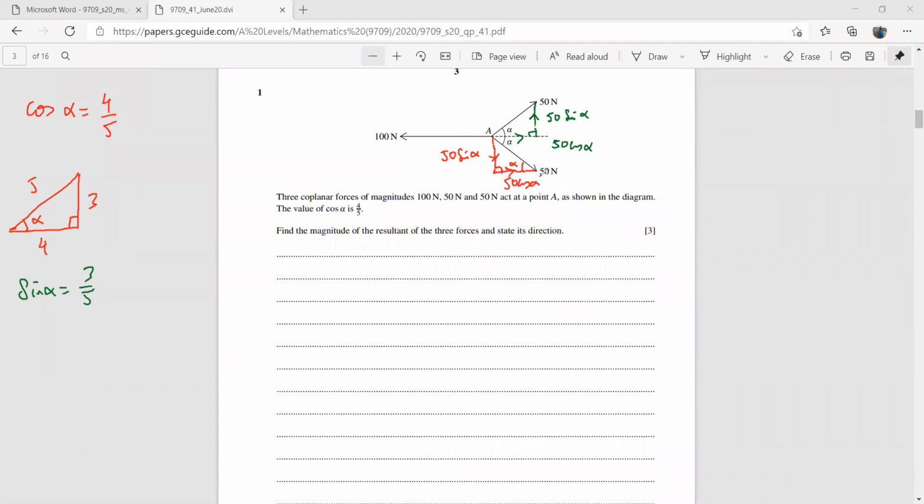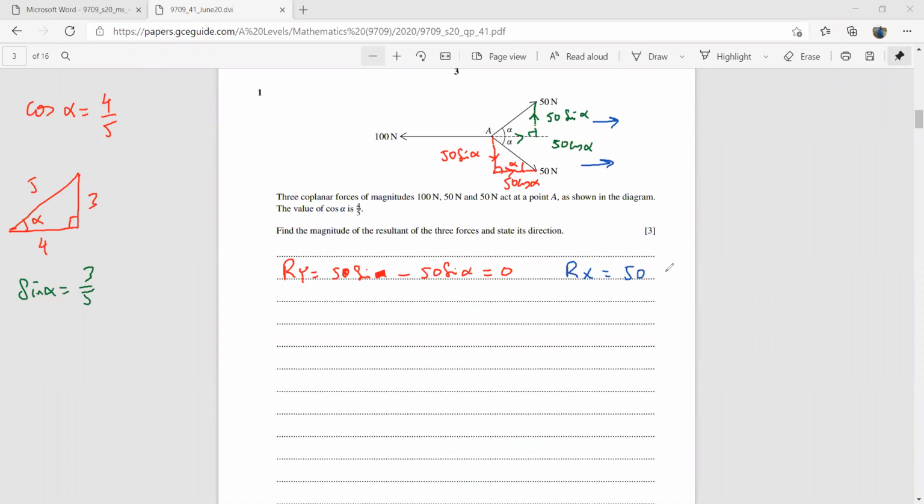One thing is getting clear by looking at the diagram, that Ry is going to be 0, because there is upward 50 sine alpha and there is downward 50 sine alpha. So this is 50 sine alpha minus 50 sine alpha, which is 0. This is going to be an easier question because one of the components has become 0. Now for your x-axis, there are two rightward horizontal forces.